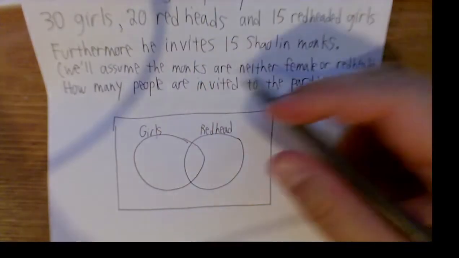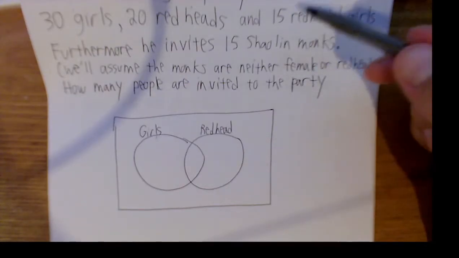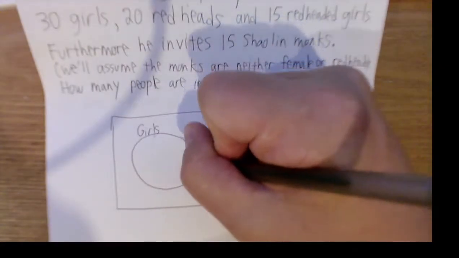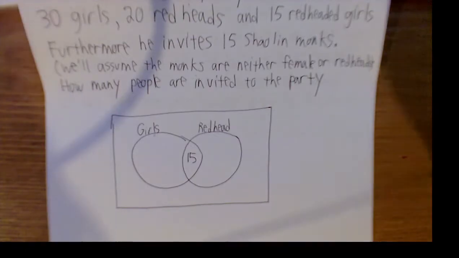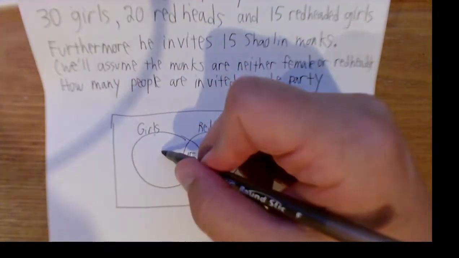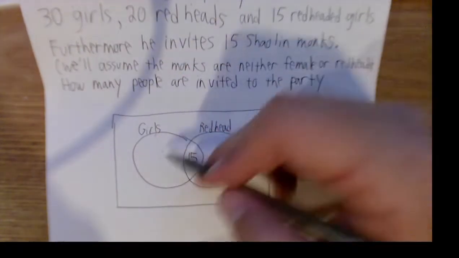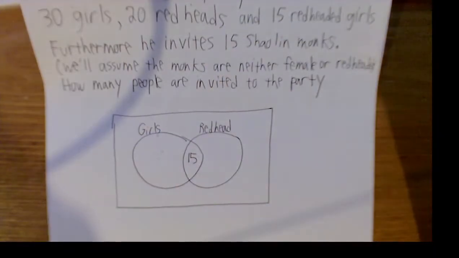And then we have our outside, right? So we know that there are 15 redheaded girls that are invited to this party, okay? So we can put 15 in the middle here. Now, a mistake that a lot of people make is when they hear there's 30 girls, they'll put 30 in here. Well, we have to be careful because there are 30 girls, but there's also 15 redheaded girls. So we're counting these twice. If we add these together, we get 45. So that's something we don't want to do.